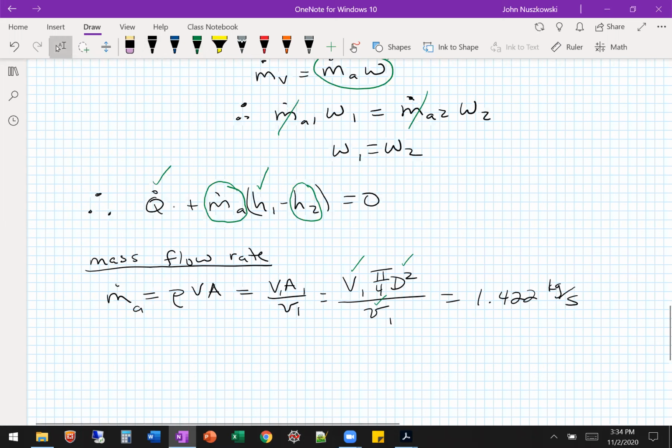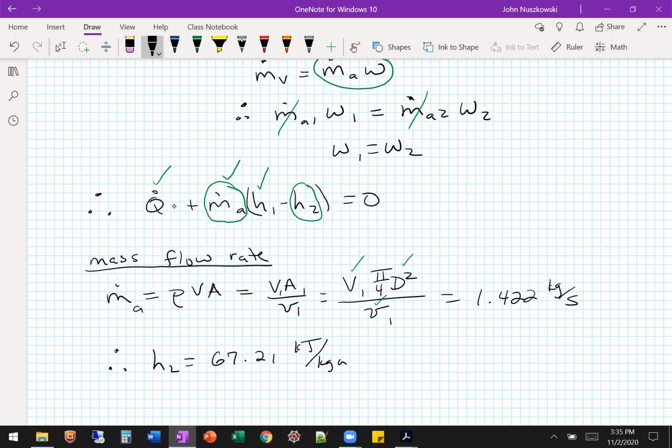So now we have everything for the conservation of energy other than H2. We can solve for enthalpy at the outlet, and we get 67.21 kilojoules per kilogram of dry air. So we have H2.